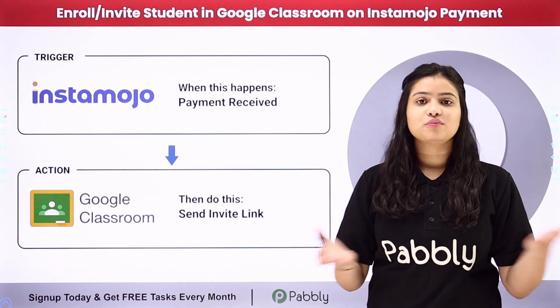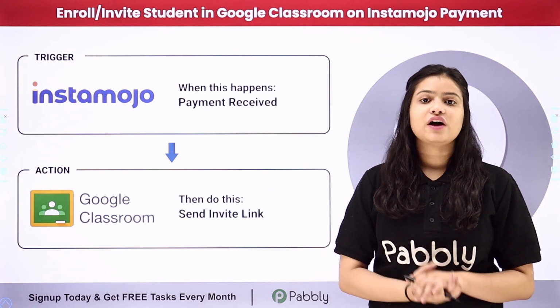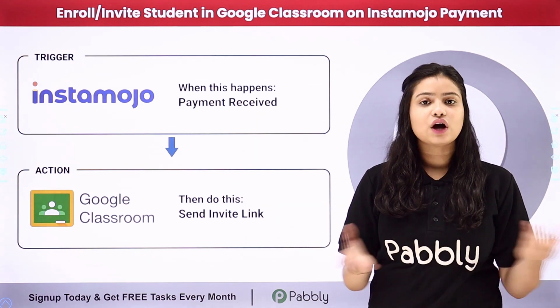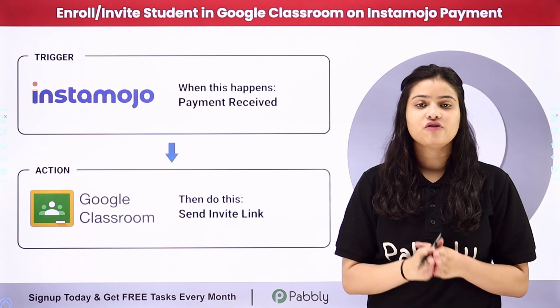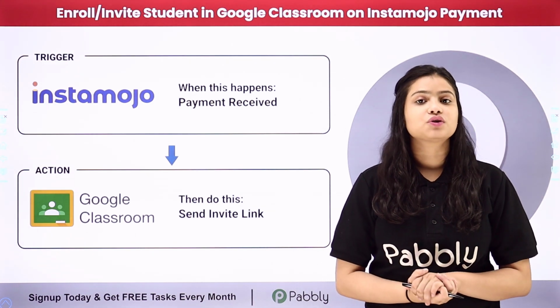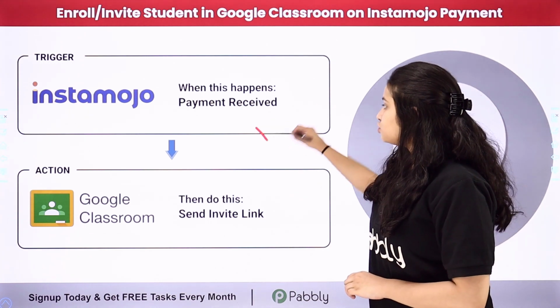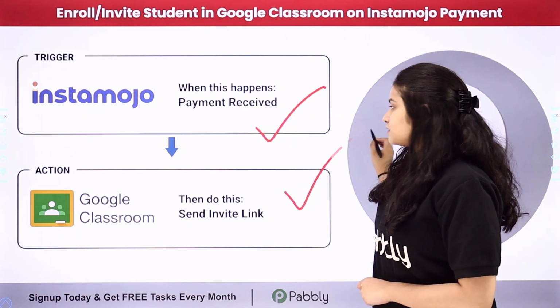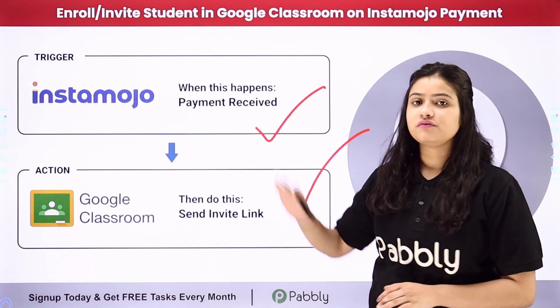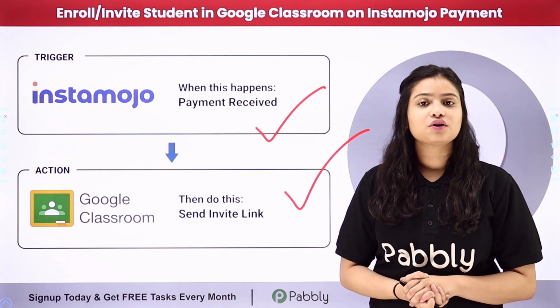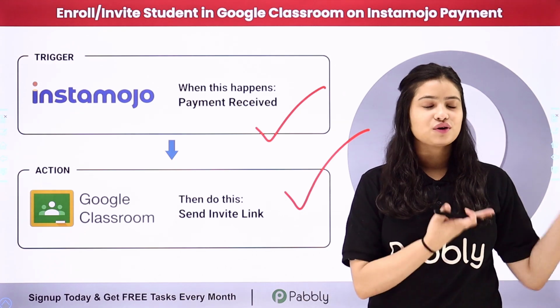So how are we going to automate this entire process? For this, we will have to set up a connection between these two applications, and that we are going to do without any coding or programming skills with the help of Pabbly Connect. So Pabbly Connect works on two principles: trigger and action. In trigger, we are going to take Instamojo, and in action, we are going to take Google Classroom, and we are going to set up a connection between these two applications to automate this entire process. And to learn this entire automation step by step, let me take you all to my screen.